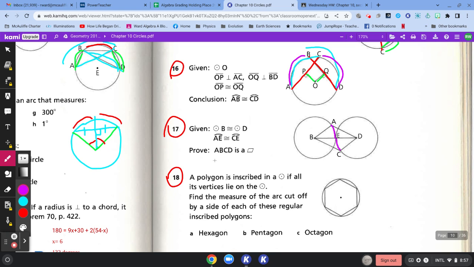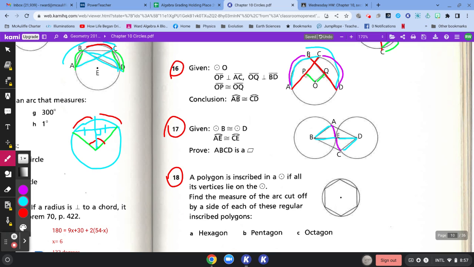We need to prove now that ABCD, that quadrilateral, is a parallelogram. So let's see what we can do with that. I'm going to ask you to pause and think about it yourself. Okay, assuming you pause and you're back, I'm going to go ahead and label some things we know. We know that the radii of these are congruent. So those two are congruent, and I could also label BE and ED as congruent.